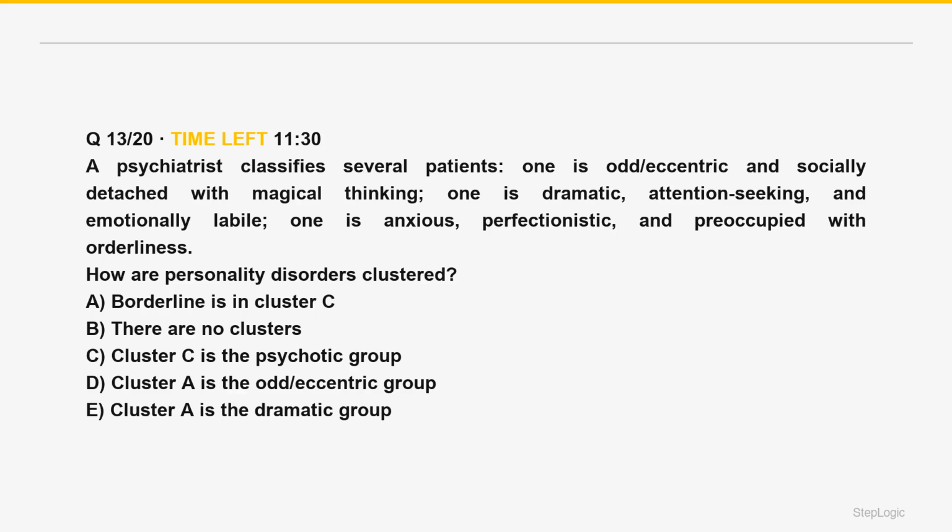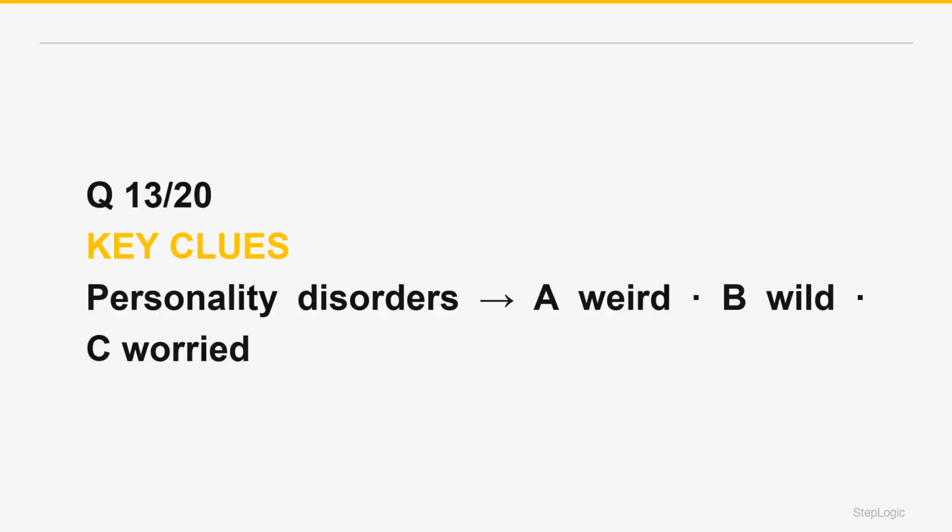A, weird: paranoid, schizoid, schizotypal. B, wild: antisocial, borderline, histrionic, narcissistic. C, worried: avoidant, dependent, OCPD. Personality disorders are enduring, pervasive, inflexible patterns of inner experience and behavior that deviate from cultural expectations, are stable over time, and cause distress or impairment, and they are typically ego-syntonic. The person sees the trait as part of themselves, not a problem. They are grouped into three clusters, memorably weird, wild, worried.